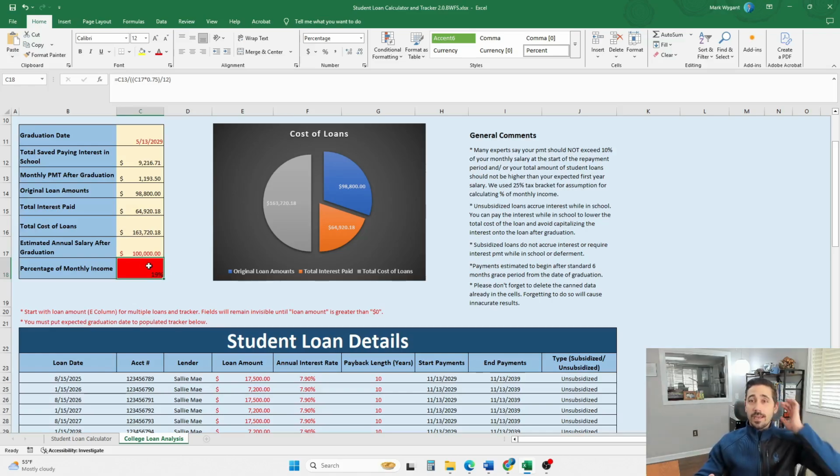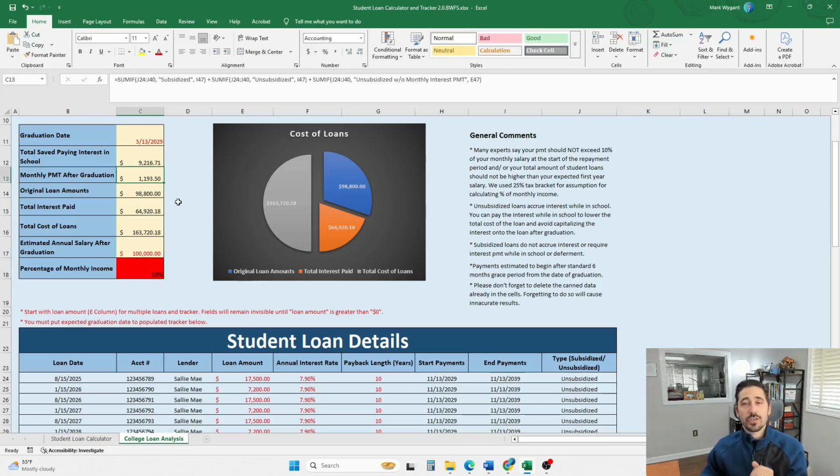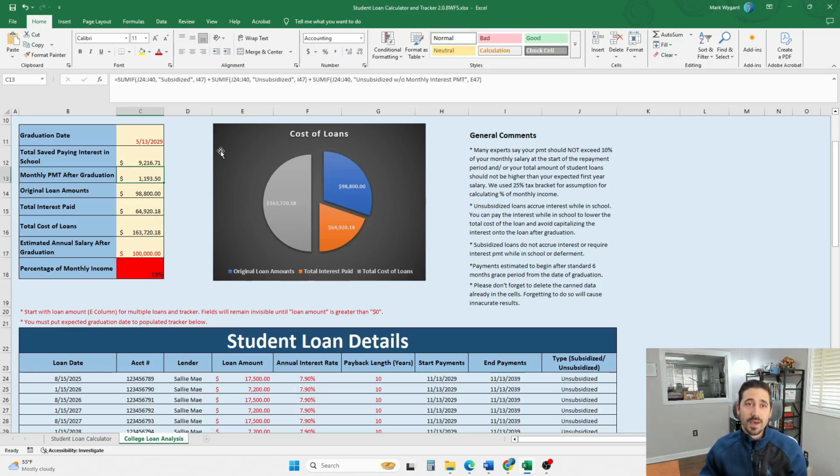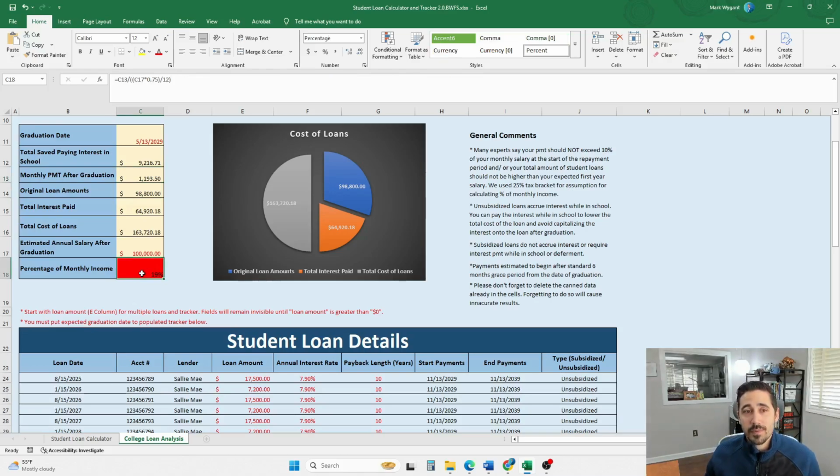And again, I just want to bring your attention to this. Most experts say that the beginning of your student loan repayment, that payment amount, which is up here, shouldn't represent more than 10% of your monthly salary at the start of the repayment period. Your monthly salary is based on whatever you said your estimated annual salary was, and I took away 25% for taxes. Then we divided this by that, and that's what we get for this percentage here, okay? And it's highlighted in red because it's more than 10%. If it was less than 10%, it wouldn't be highlighted in red, okay?